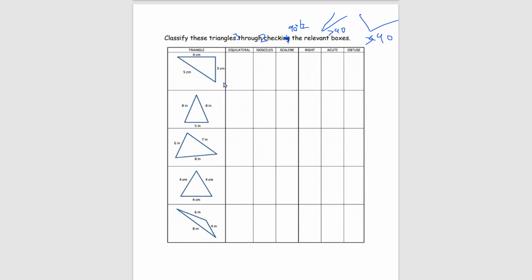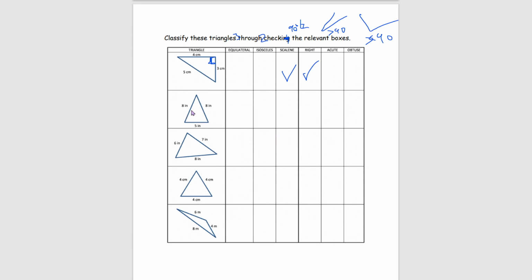Looking at this first one, we have 4 cm, 5 cm, 3 cm. And we can see that they're all different. So we know that it's a scalene triangle, so we can check that. And to check whether it's right, acute, or obtuse, we can infer that there's a right angle right here, as these 2 sides are perpendicular to each other, meaning that it is a right triangle.